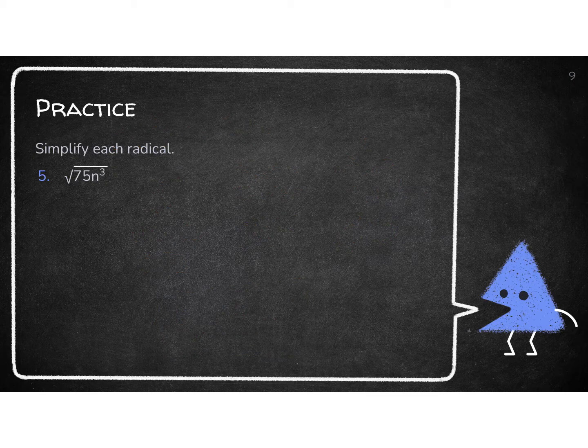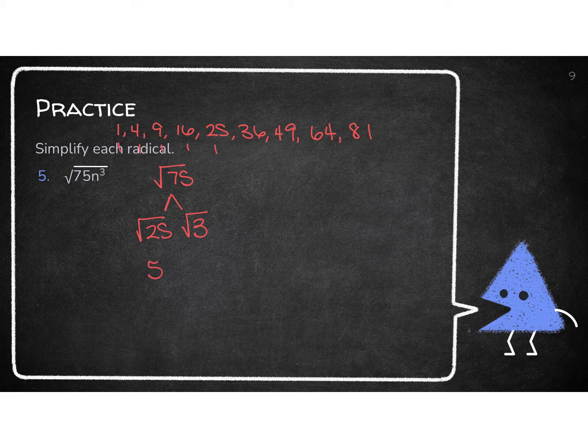Let's try another one here. So I'm going to deal with the numbers first. So square root of 75. I know through looking in my list, I have 1, 4, 9, 16, 25, 36, 49, 64, 81. So I know that 25 from my list, square root of 25 is going to be nice, and it's going to be square root of 3. So square root of 25, I know is the 1, 2, 3, 4, 5th number, so I'm going to have 5. Square root of 3, I cannot simplify, so it's going to stay square root of 3.